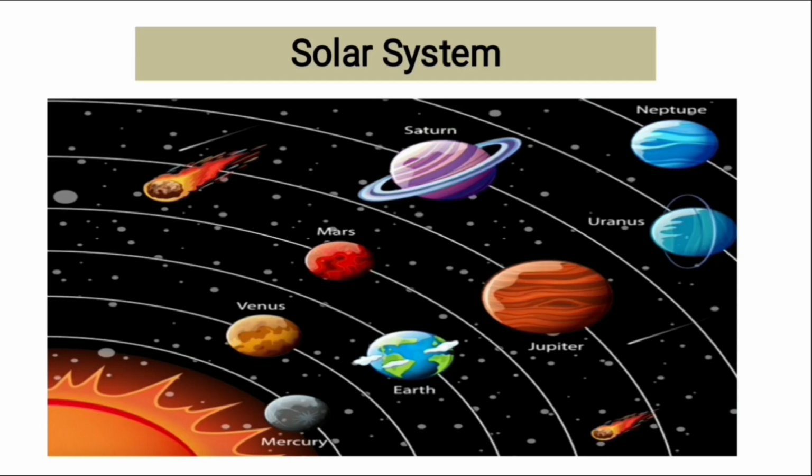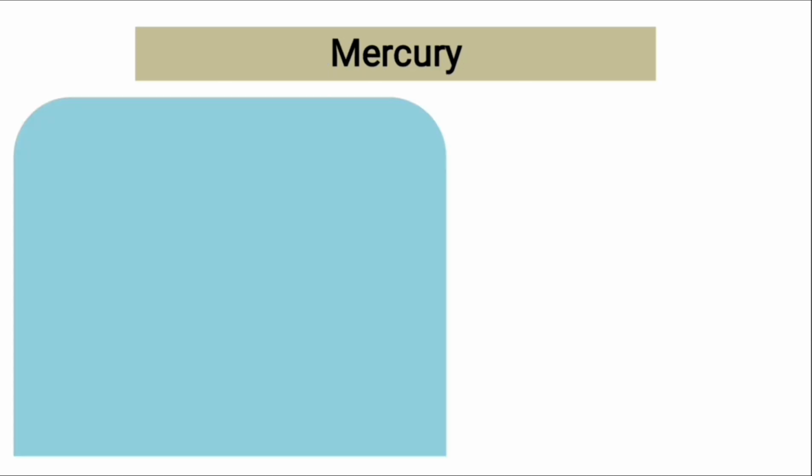In this picture, we can see different planets and also how they look. You can easily understand by seeing this. At first, we can see the Sun, then Mercury, then Venus, then Earth, then Mars, then Jupiter, then Saturn, then Uranus and the last one is Neptune. Now let's discuss the planets. Our first planet is Mercury.